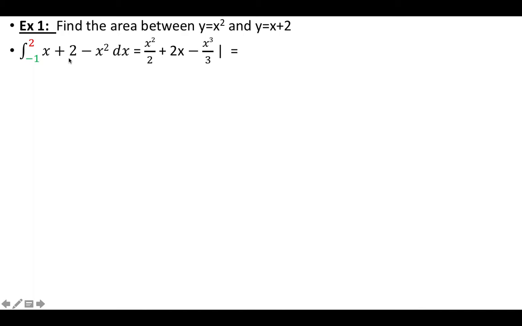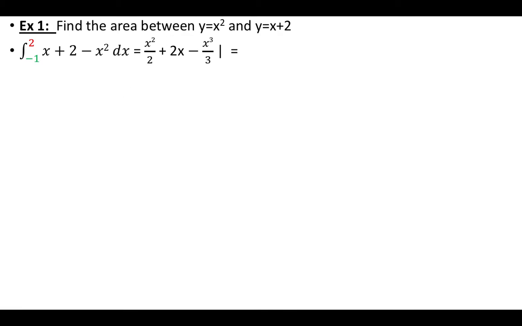Now you could say, well, how do I know that x plus 2 is the taller or the larger function? Well, I know it because it's a line, and a line usually just goes up, and a parabola I know starts off low and then goes up. So it shoots up kind of like a U, so I kind of know that the line is above that U.